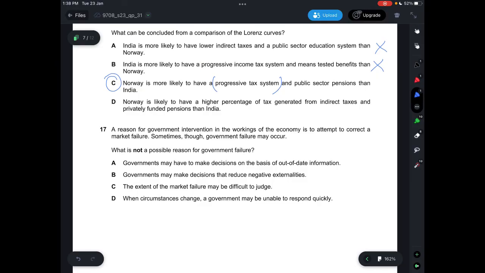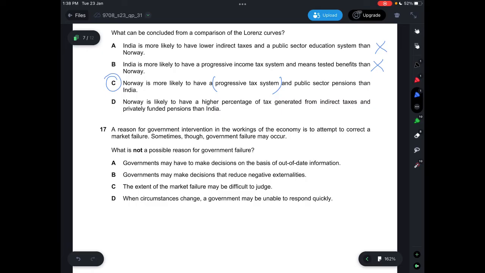Question 17, a reason for government intervention in the workings of the economy is to attempt to correct a market failure. Sometimes though, government failure may occur. And what is not a possible reason for government failure? A possible reason for government failure would have to be based on these things: outdated information, difficulty judging the extent of the externality, and also responsiveness.